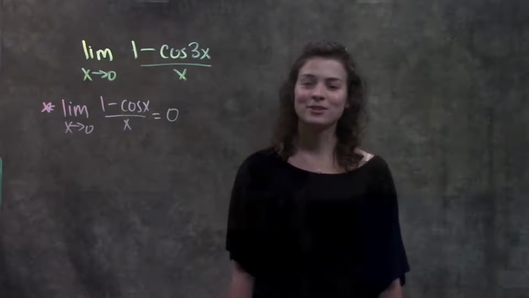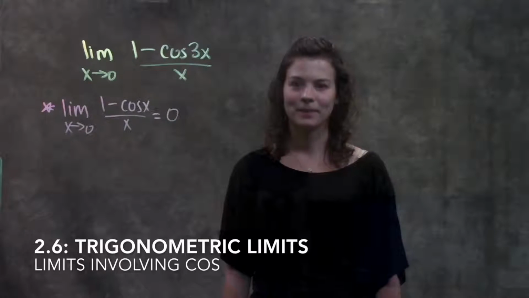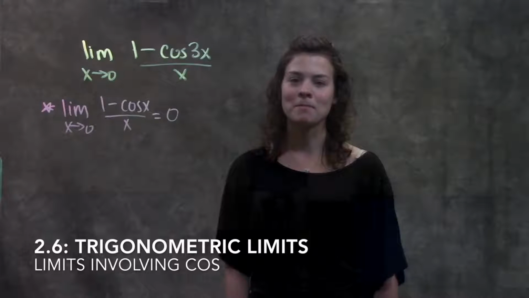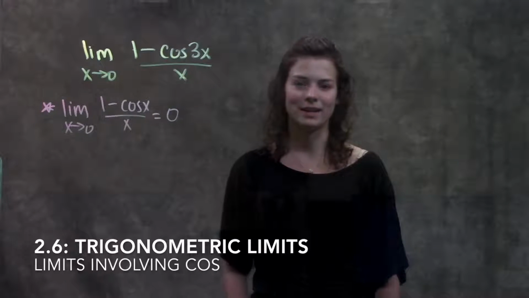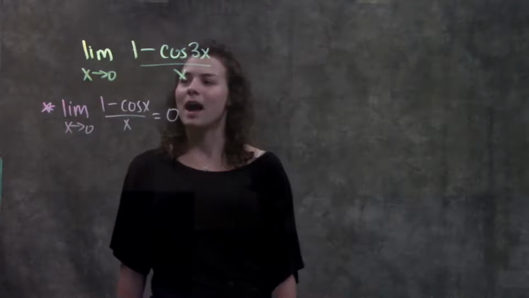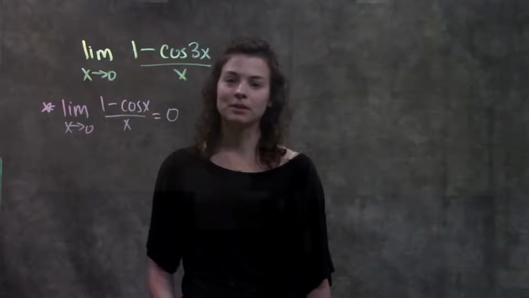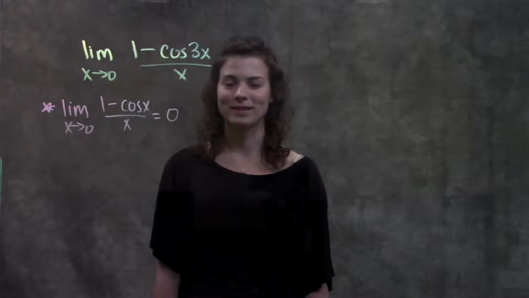This is a video for section 2.6, limits involving trig. And in this example, we're going to go through a problem that involves cosine and using that identity. All right, so let's go through it. This isn't a problem in your book, but it's similar to number 44 in section 2.6.